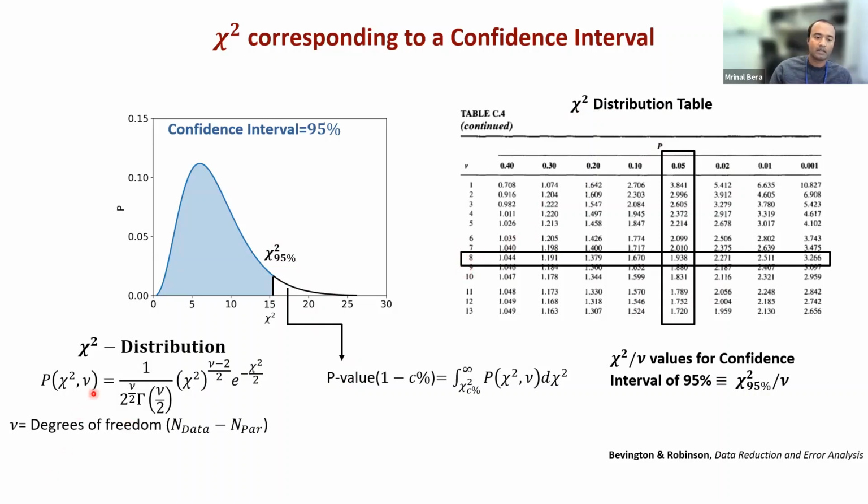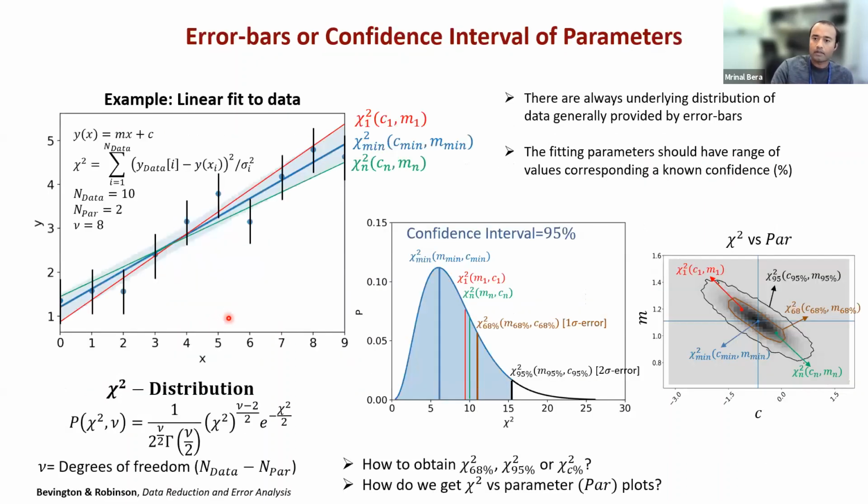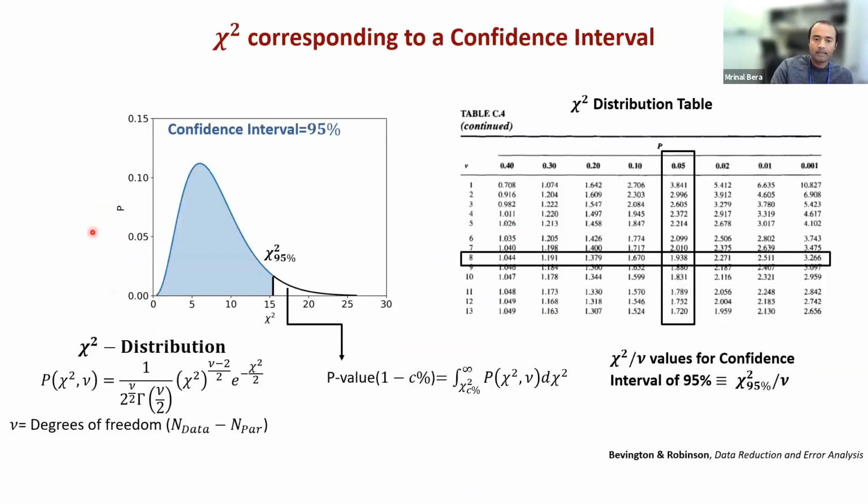Degrees of freedom is another parameter which is very important for getting a distribution, and which I didn't explain in the earlier slide. Basically it is the number of data points minus the number of fitting parameters. Go to that slide here. So the number of parameters here is 2. For this particular example, the degrees of freedom is 8.